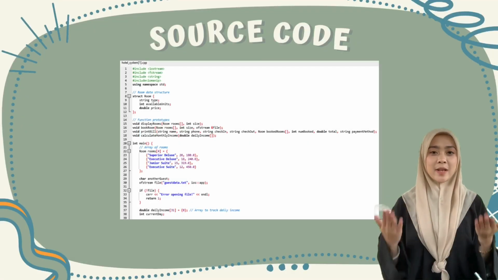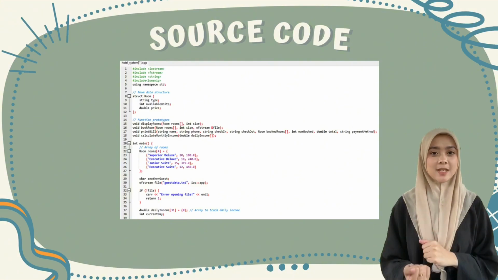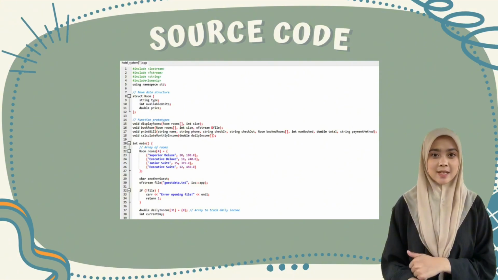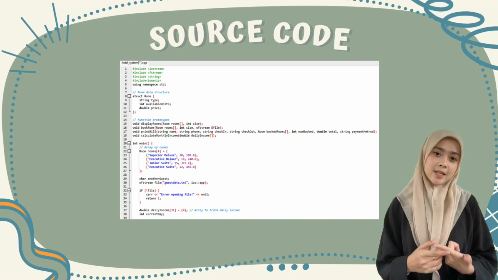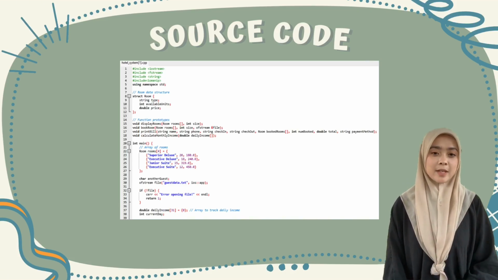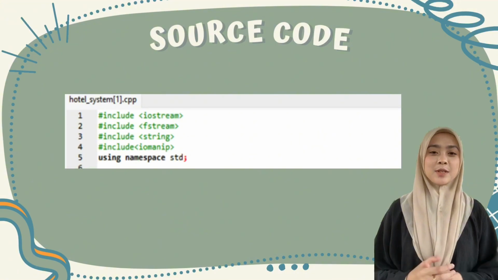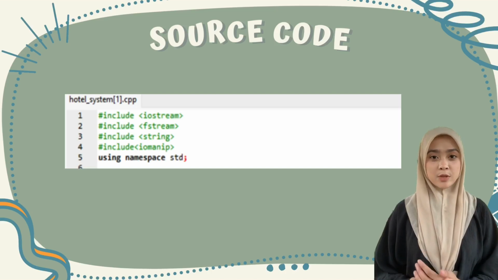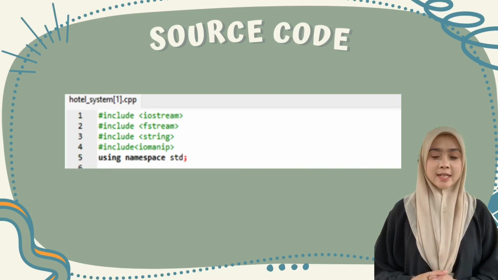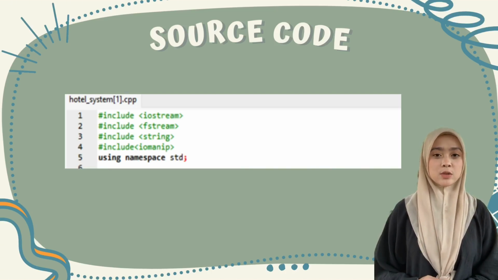Today, I will be explaining the functionality of a hotel booking system written in C++. The program allows a hotel to manage room booking, calculate bills, and track daily and monthly income. Now, we start by including essential libraries at the top of the code. These libraries handle input and output, operations, file handling, string manipulation, and also text formatting.